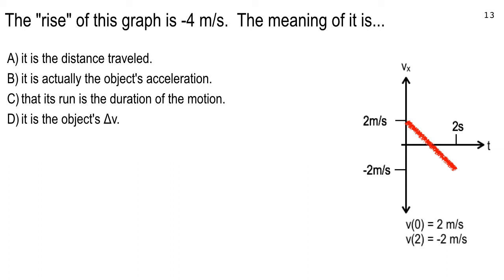The rise of this graph, minus 4 meters. What? How can you have a negative number for the rise? Isn't that kind of like a contradiction? No, you're dipping. It's dipping. You're dipping as you go to the right. So what's the interpretation of that one?